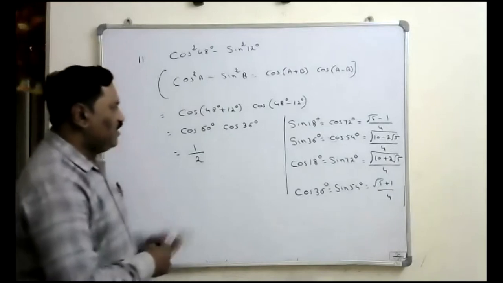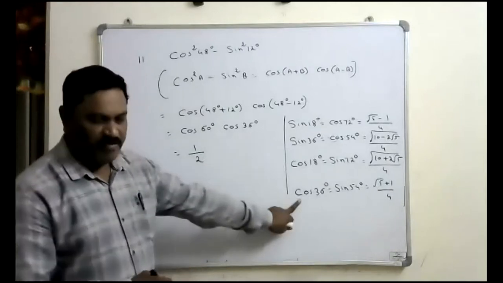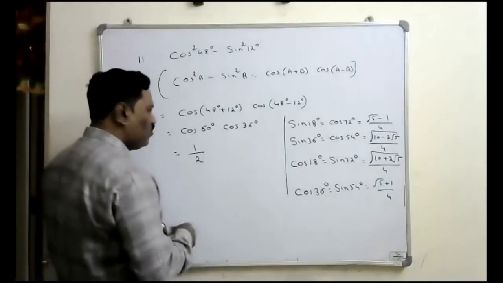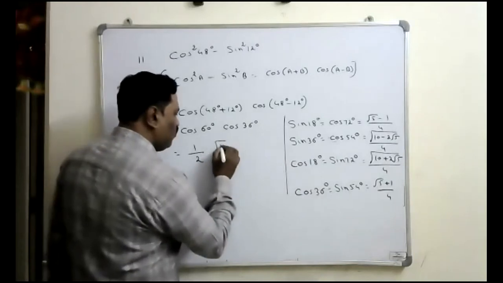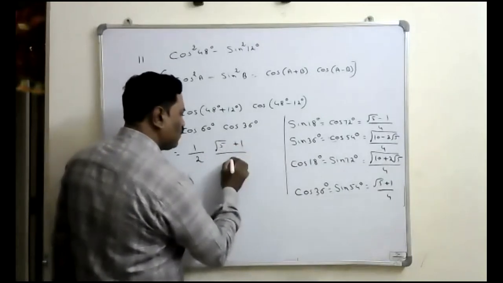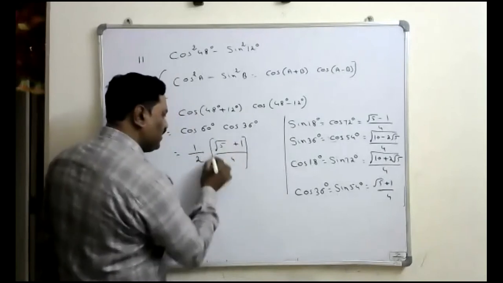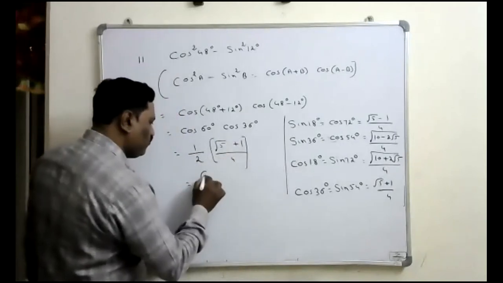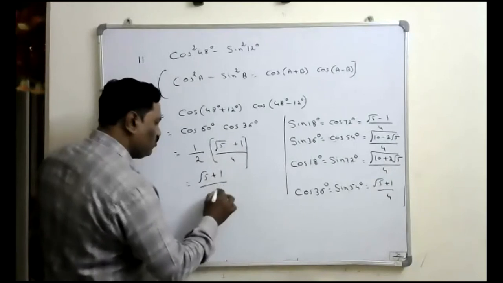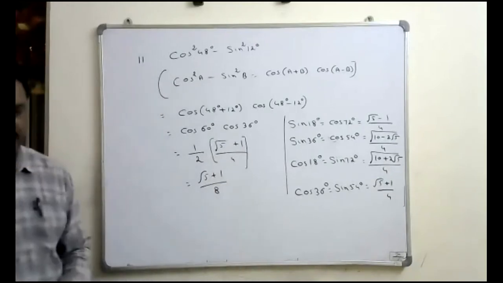Now here cos 36 degree is there. The value of cos 36 is root 5 plus 1 by 4. Therefore, this answer is root 5 plus 1 by 4, and 2 fours are 8. That's the answer for it.